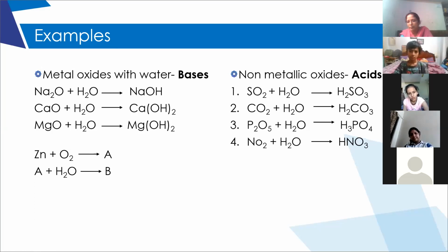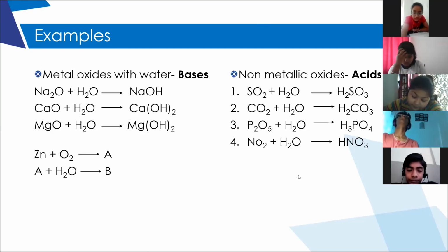ZnO, zinc oxide. Zinc oxide reacts with water to form zinc hydroxide. Zn(OH)2. Hydroxide, what is the valency? -1. Yes. Zinc is plus 2, right? Zinc is 2, hydroxide is 1. So what will be the formula of this compound? Zn(OH)2, right? Yes.